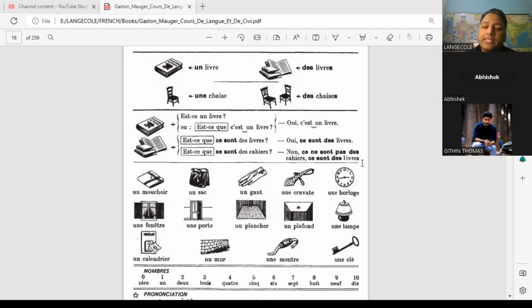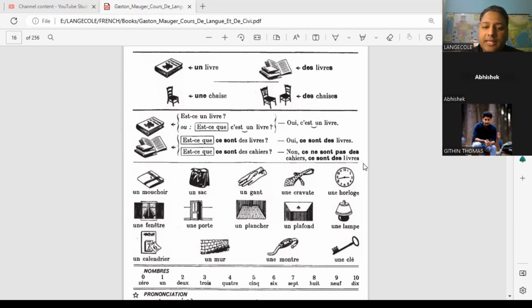Right? So in this case, for the negative sentence, I was explaining this in the previous slide, right? Ne separates, becomes ne sont pas, and then des cahiers, and then you put ce sont des livres, right? Is a cahier a book only? Cahier is a notebook, like a copy, not a book. Okay. So book is livre, cahier is notebook. Okay.